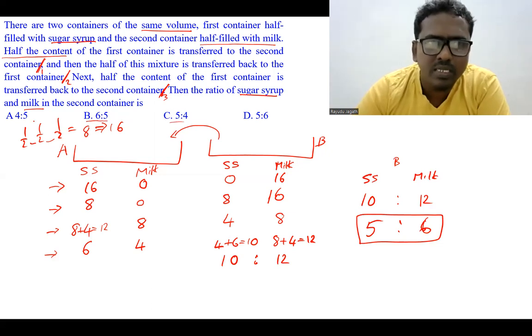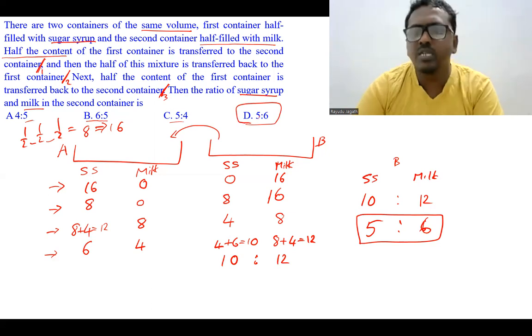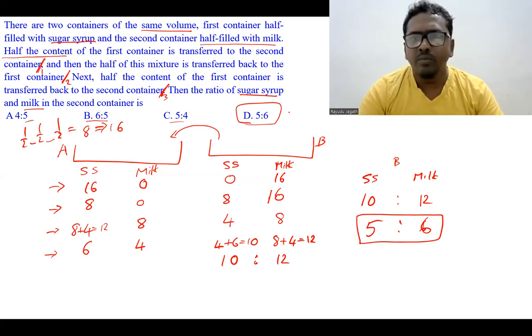This is not the case. This is not the case. 5 is to 6. Option D is the answer. 5 parts of sugar syrup and 6 parts of milk are there in the second container at the end of the process. I hope this cleared your doubt.